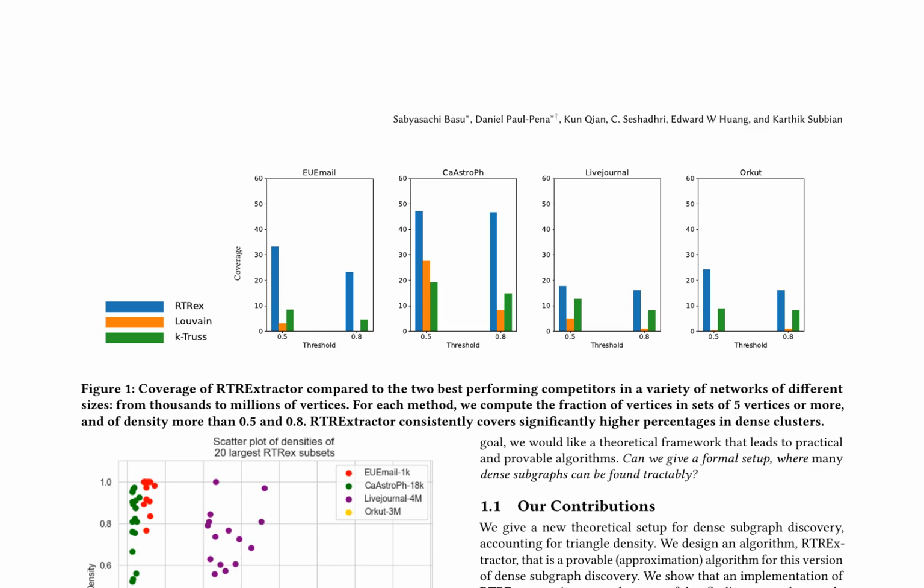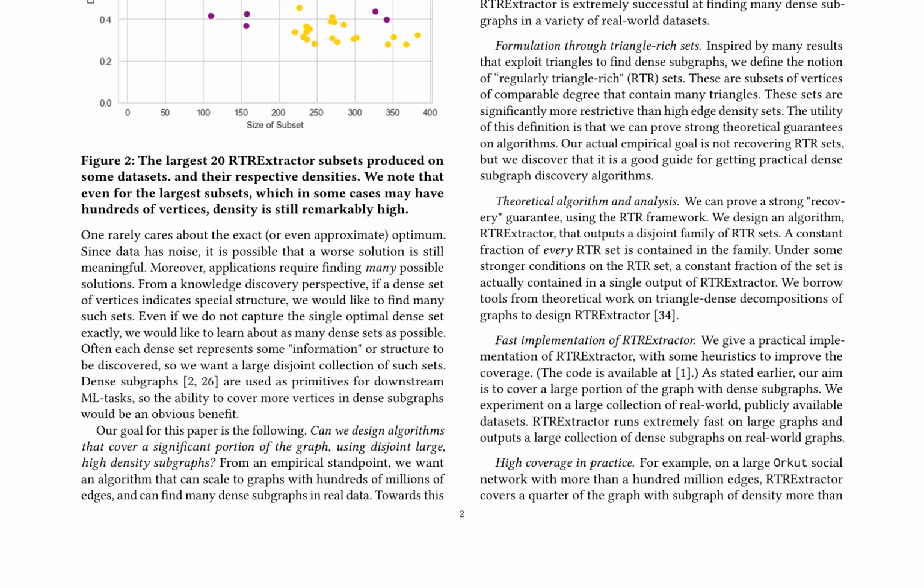Experimental results show that RTR extractor has excellent behavior on a large variety of real-world datasets, covering a quarter of the vertices with subgraphs of edge density more than 0.5, for datasets with 10M plus edges. The authors also provide a theoretical framework for dense subgraph discovery, using triangle density as a guide. They define the notion of RTR sets and prove strong theoretical guarantees on algorithms. The empirical goal is not recovering RTR sets but discovering practical dense subgraph discovery algorithms.